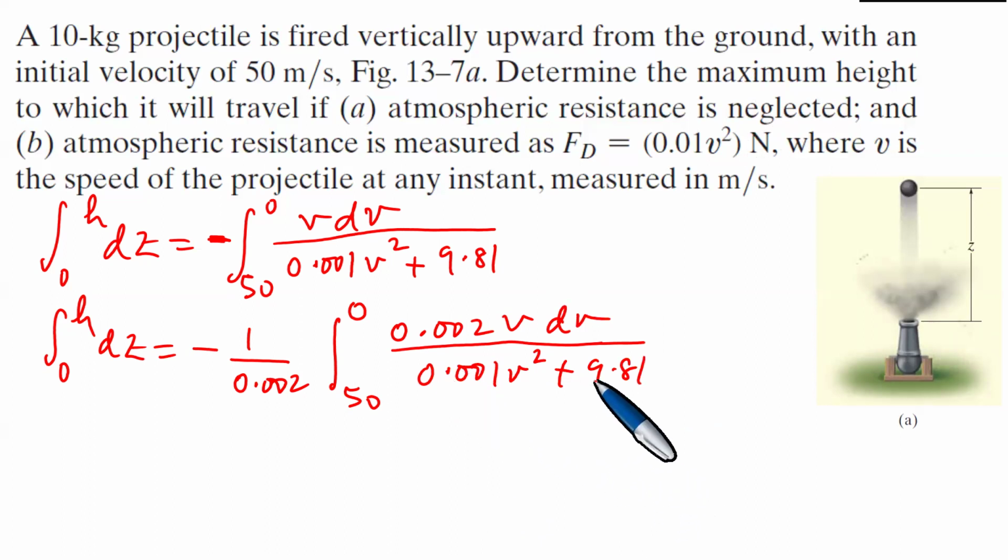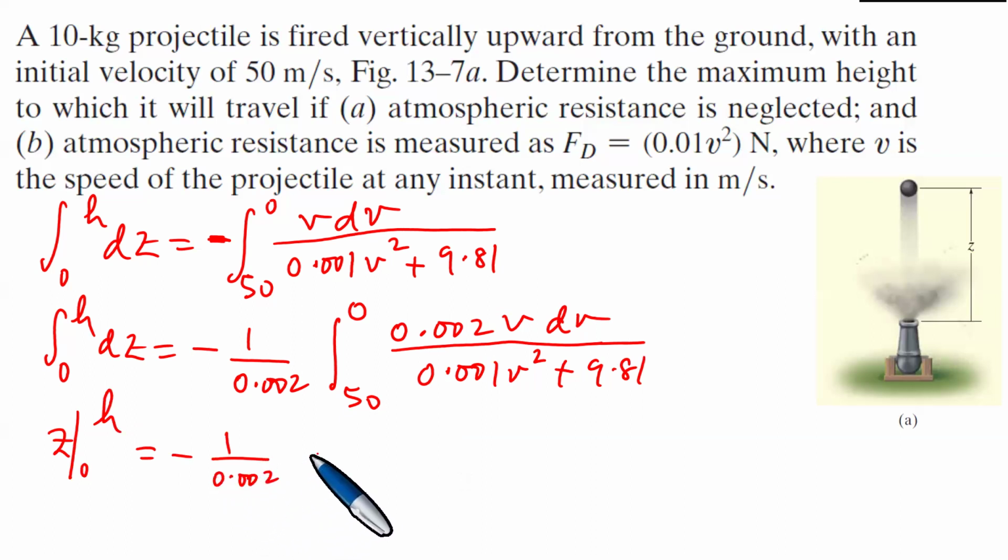If you find the derivative of v squared, it is 2v times this. So we have exactly that. As a consequence, what we're able to achieve is straight integration. The integral of dz becomes z, integrated from 0 to h, equals minus 1 over 0.002. The integral of this becomes the natural log.